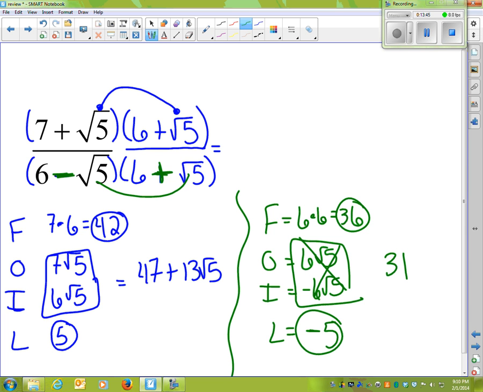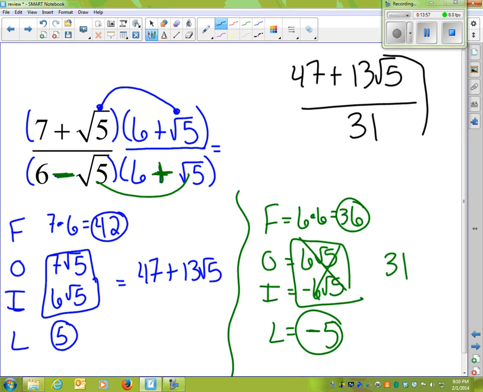So bring your whole answer together. Numerator, 47 plus 13 radical 5. Denominator is 31. So when you're working these problems on your test, you can write it out, FOIL. Make sure you do it for both the numerator and the denominator, if that makes it better for you.